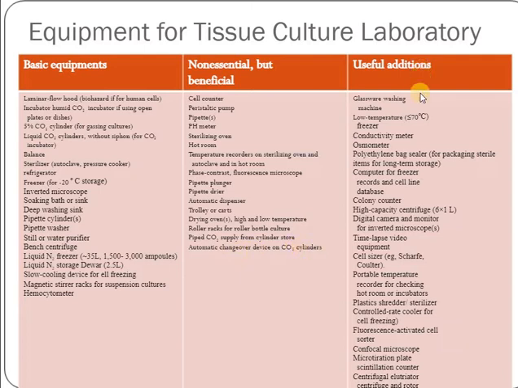dioxide cylinders. Some of the useful additions include glassware washing machine, low temperature freezer, conductivity meter, osmometer, polythene bag sealer, computer for freezer recorder and cell line database, colony counter, high capacity centrifuge, digital camera and monitor for inverted microscope, time lapse video equipment, cell sizer, portable temperature recorder for checking hot rooms or incubators, plastic shredders or sterilizer, controlled rate cooler for cell freezing, fluorescence activated cell sorter, confocal microscope, micro titration plate, scintillation counter, centrifugal, ultracentrifuge, and rotor.